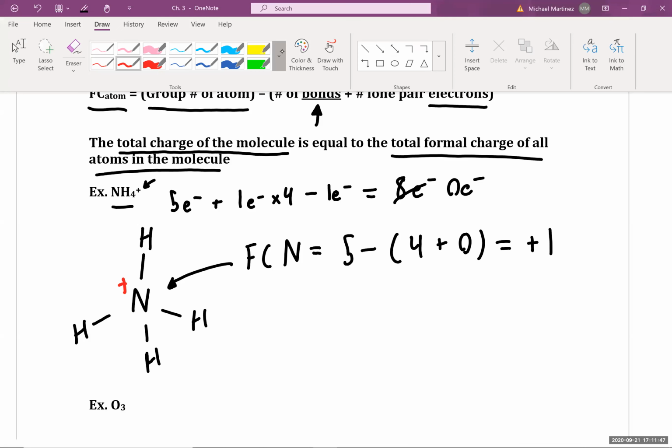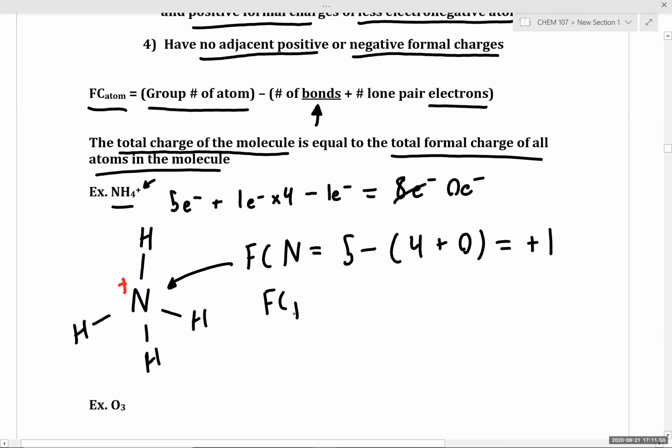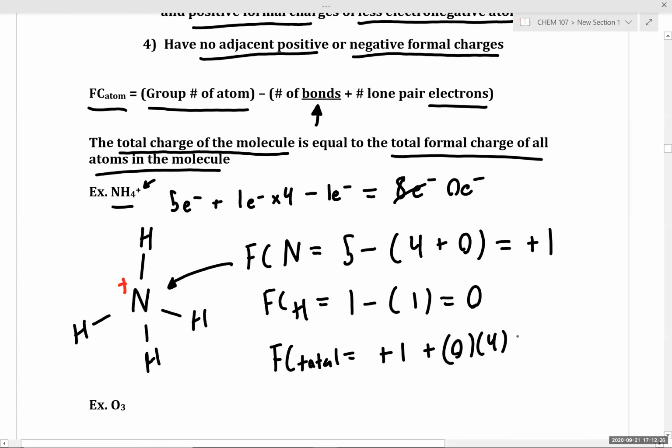We can also calculate the formal charge of hydrogen. I'm getting a little ahead of myself here. Carbon is a later example. So let's look at the formal charge of hydrogen. Hydrogen has a group number of 1, and hydrogen has 1 bond, and that gives us a formal charge of 0. Hydrogen will overwhelmingly have a formal charge of 0. So as we can see, if we add up the formal charge of all of our atoms, we have +1 for nitrogen, +0 times 4 for hydrogen, and that gives us a total charge of +1. That matches the overall charge of our molecule, which is +1.